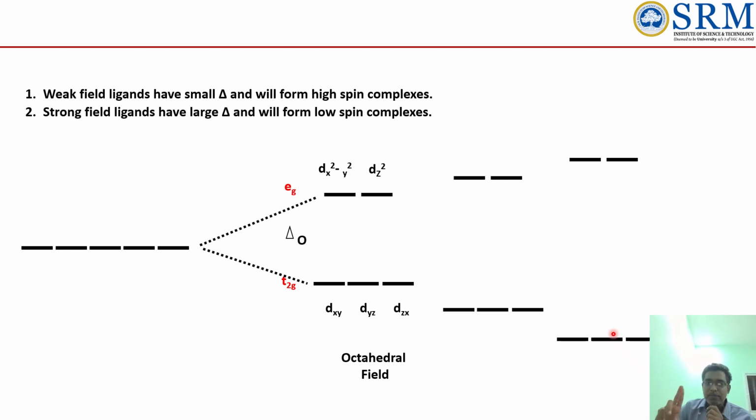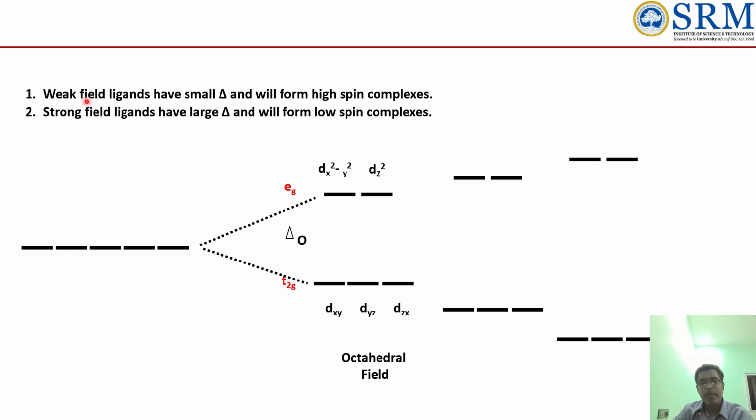Whereas in the case of weaker field ligand, you have four unpaired electrons contributing to the spin. That's why we call it a high spin complex. Whereas with respect to the stronger ligand, since it got paired up, only two electrons will contribute to the spin. That's why it is forming a low spin complex.